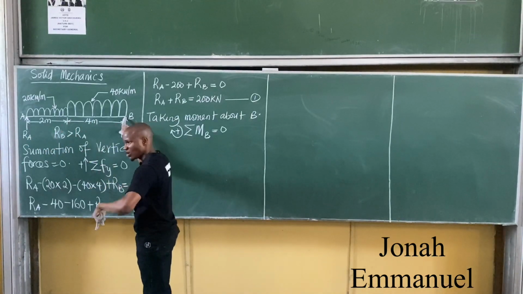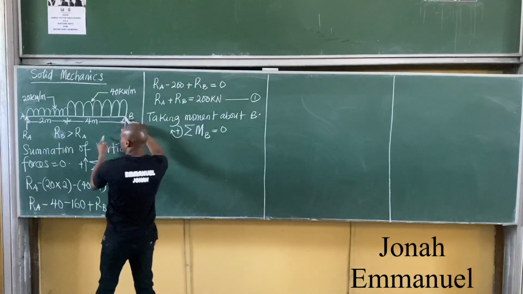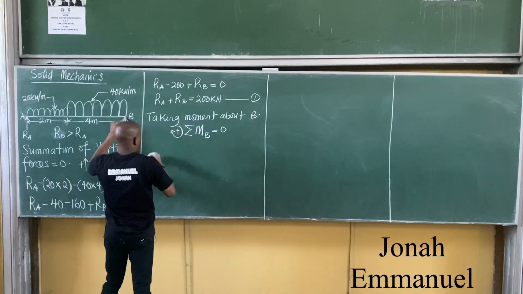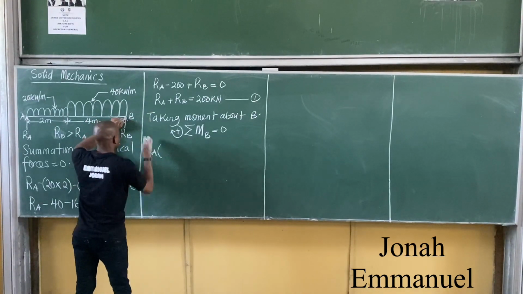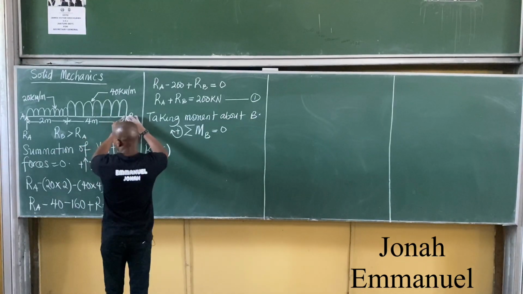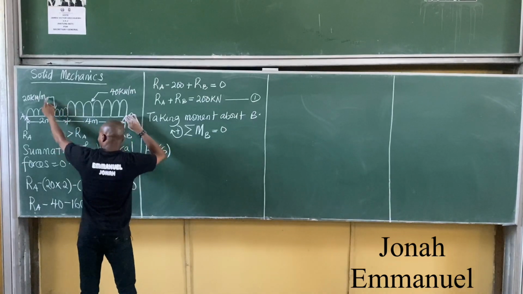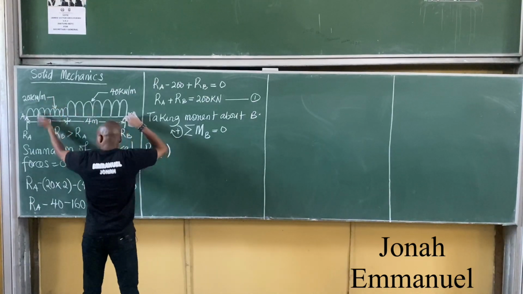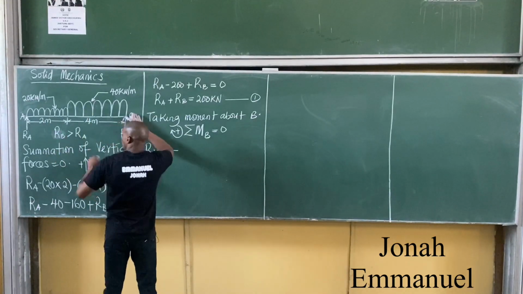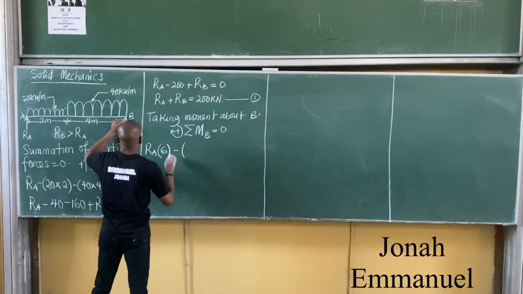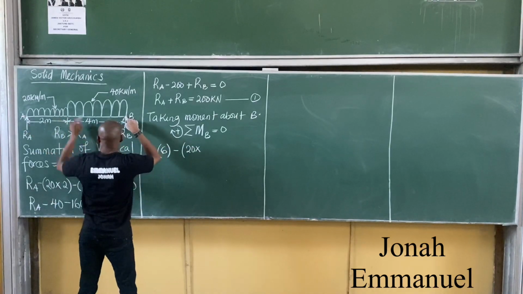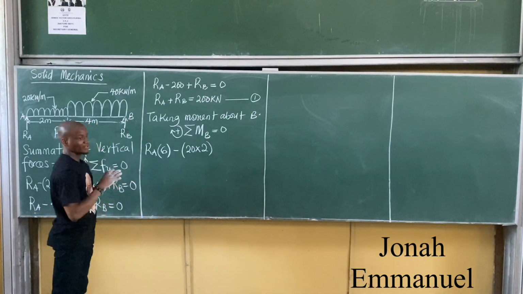Now see the technique of taking moments for this case. First of all, this one is coming this way, that is the motion. As it is clockwise, it becomes RA times the distance from here to here, which is 6 meters. I'm done with this. Next, this one is coming downwards like this, so it becomes negative, anti-clockwise. Convert this to a point load: multiply the UDL 20 by the UDL distance, which is 2. This is the force.